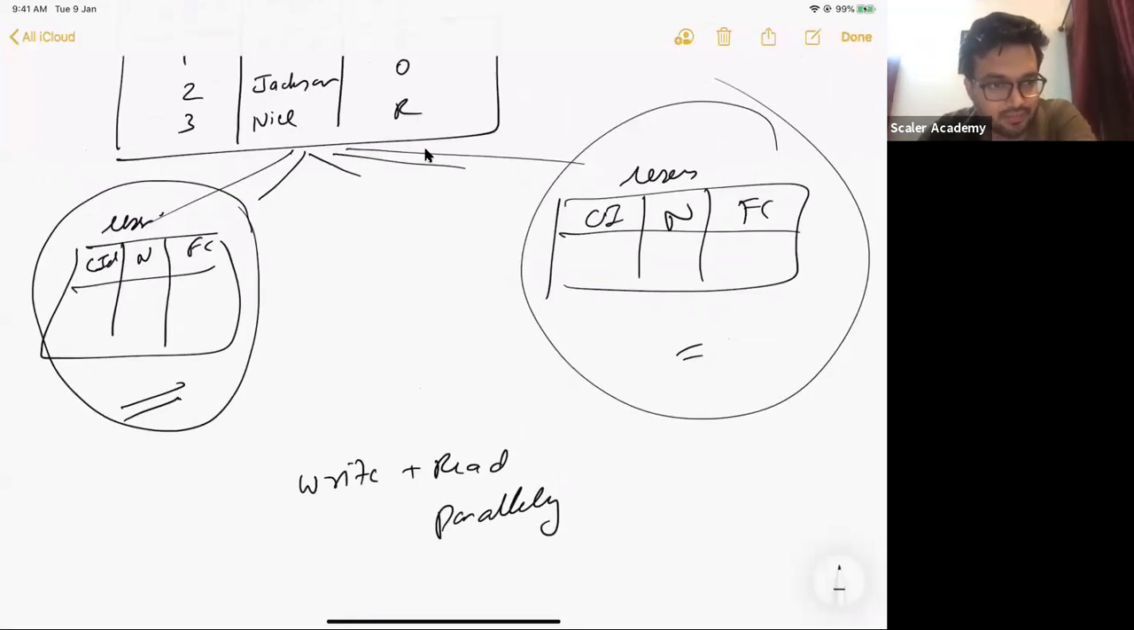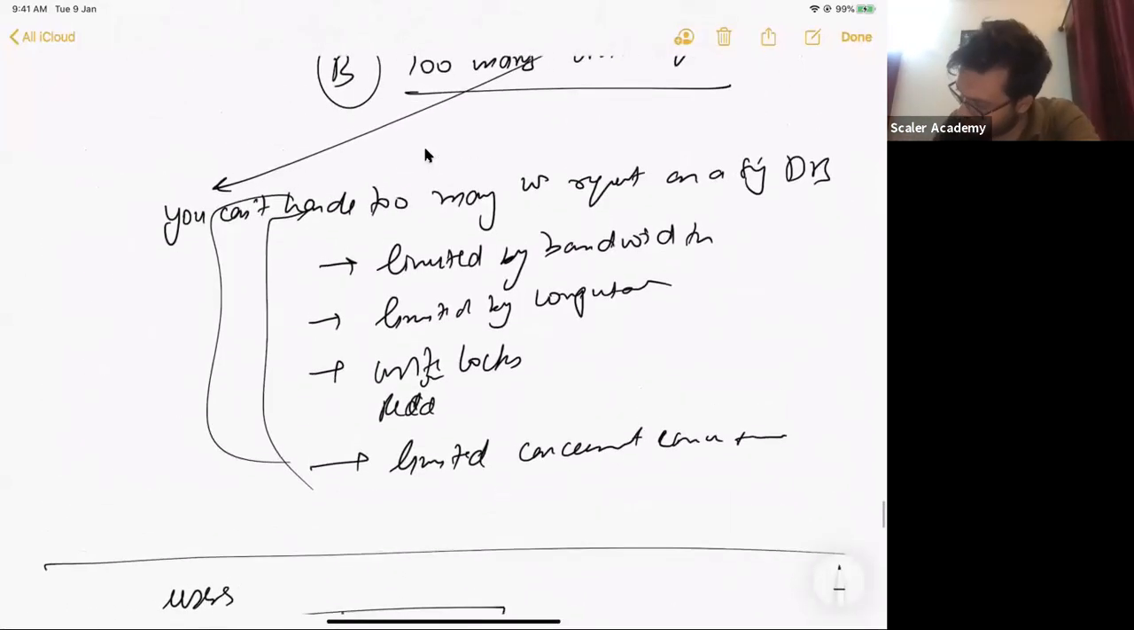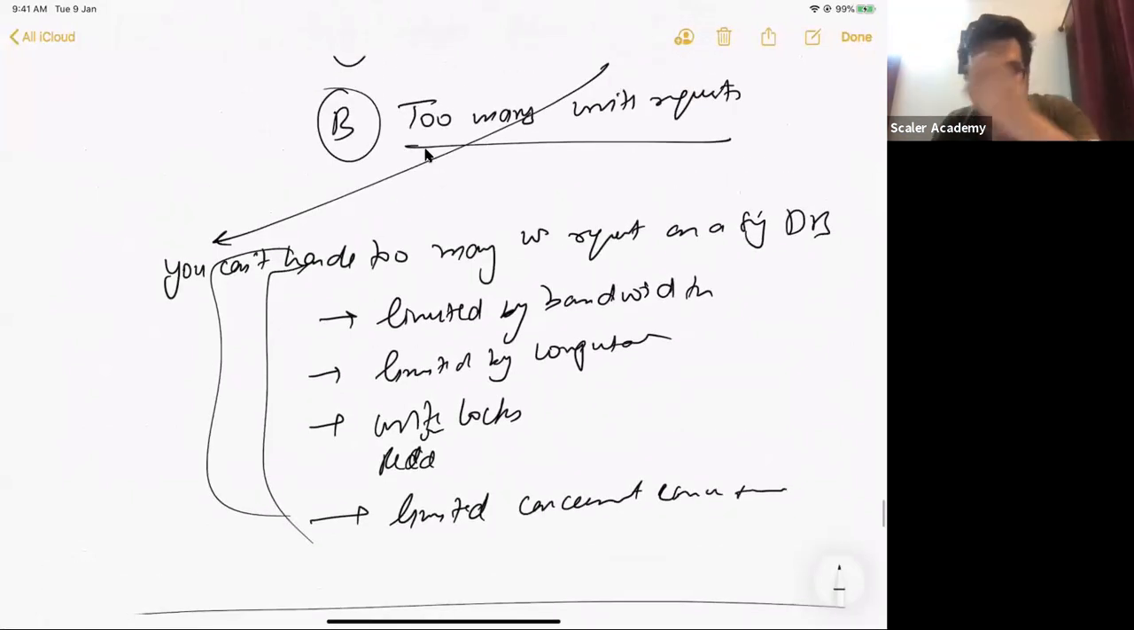Simultaneous connections. Cool. If that makes sense, let me tell you one more thing here, one thing that I left out. We have mentioned these four or five options for why a single DB may need to be sharded across multiple DBs, even if the data does not go too big.